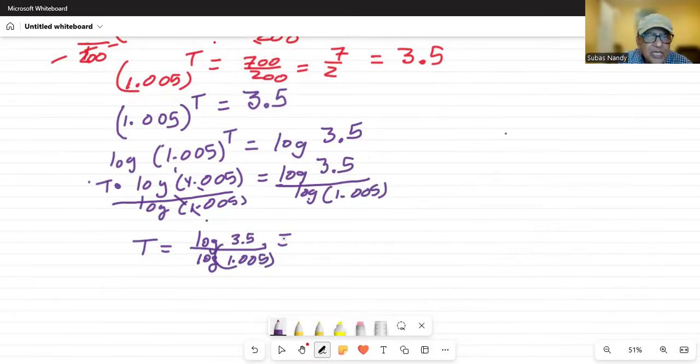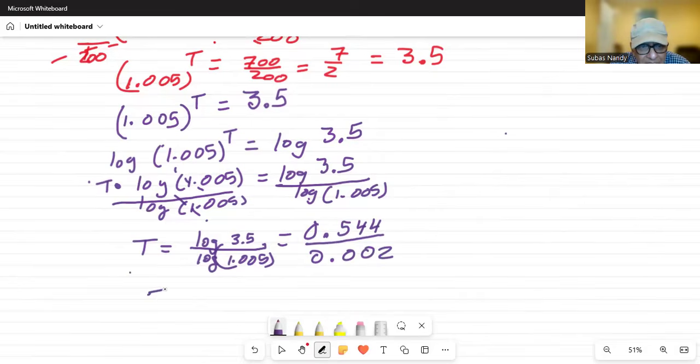So I'm going to use my TI-84. I press the on button, then the logarithm button. The logarithm of 3.5 in the numerator is equal to 0.544, divided by the logarithm of 1.005, and that is equal to 0.002. So what is your t then?